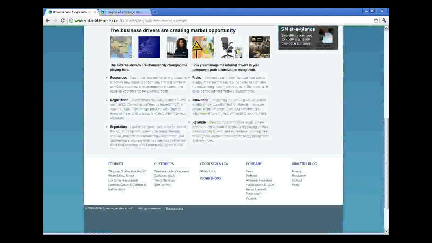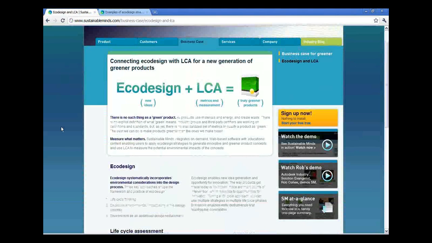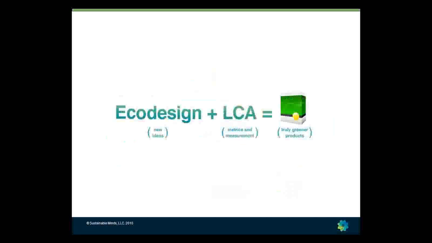Now, if I look at eco-design and LCA, and what Sustainable Minds does, it tries to marry the eco-design strategies, trying to innovate and renovate your product, to a metrics and measurement performance indicator, which is LCA. And we think that combining the two of these will give you truly greener products. To sum that up, if you think in terms of eco-design strategies, and we can help you add life cycle assessment to that, you can start developing truly greener products.